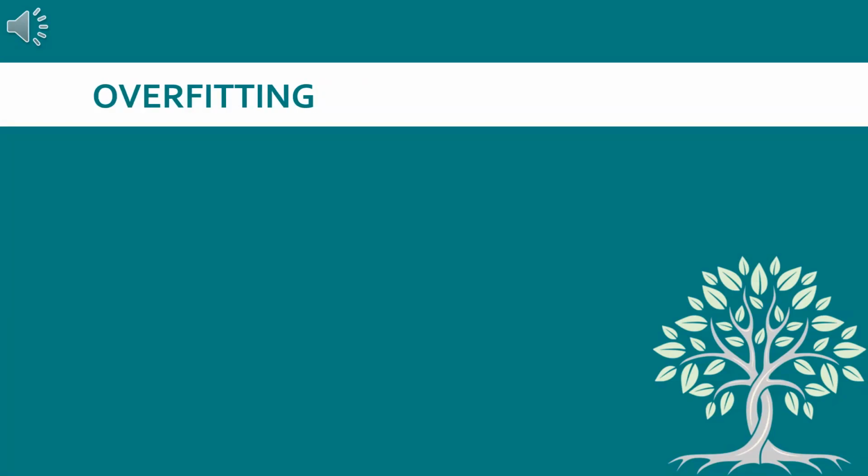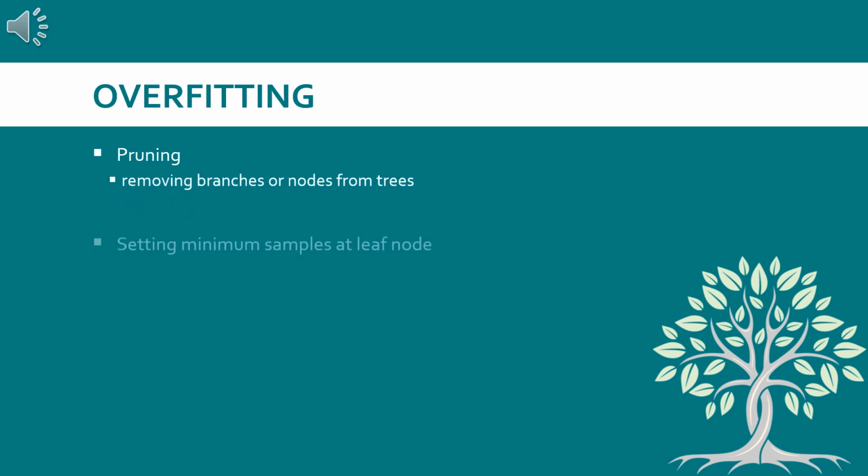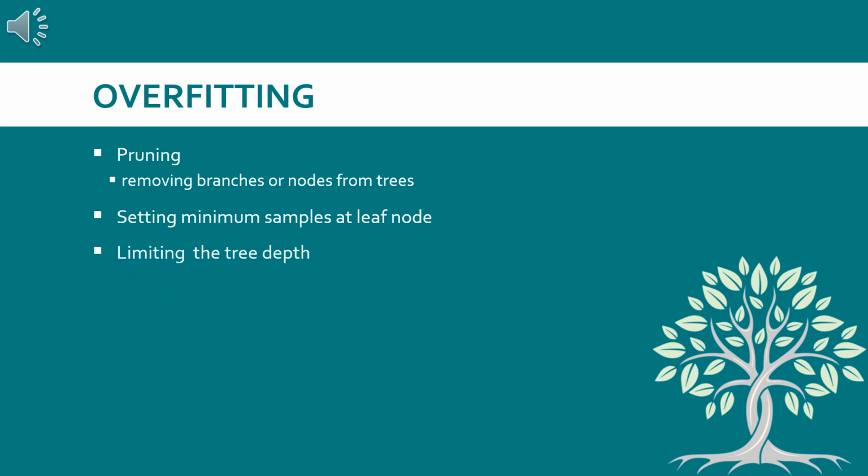Overfitting can be mitigated by pruning. Pruning is the process of removing branches or nodes from trees. Overfitting can also be reduced by setting minimum samples at leaf nodes or limiting tree depth. Tree depth is the maximum number of nodes from the root node to any leaf node.